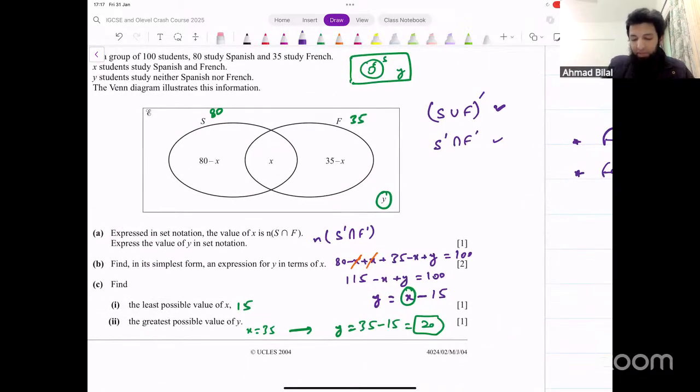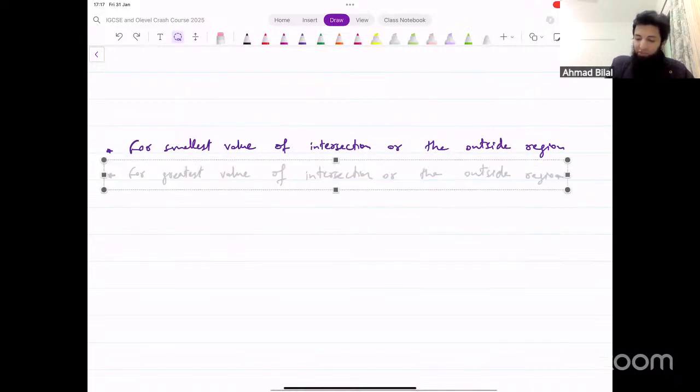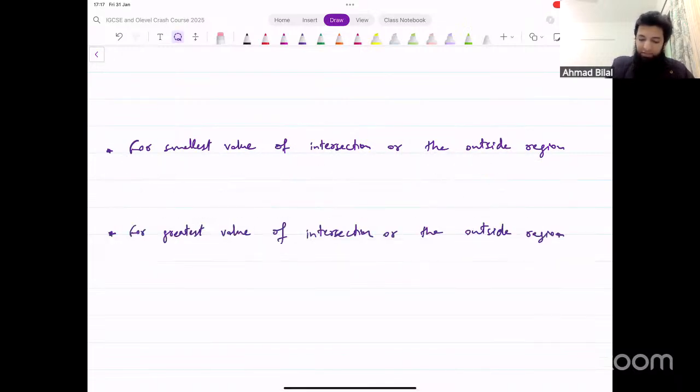They will ask you for the greatest possible value of this number, or the number outside, or the smallest possible value of both of these numbers, the intersecting part or the outside part. For the greatest possible value and for the smallest possible value, what do we do in these cases?